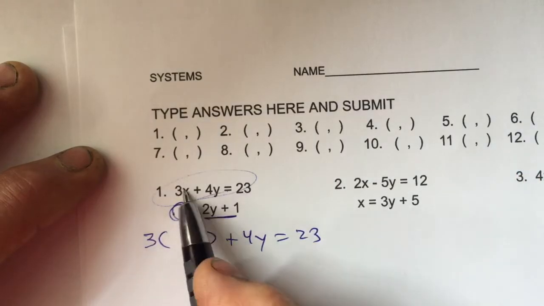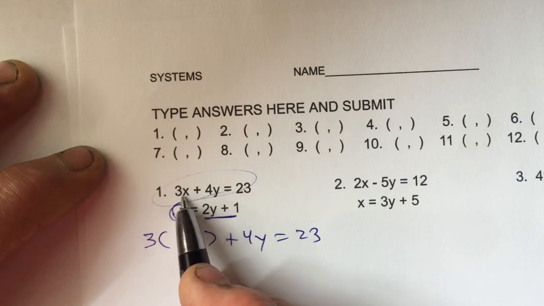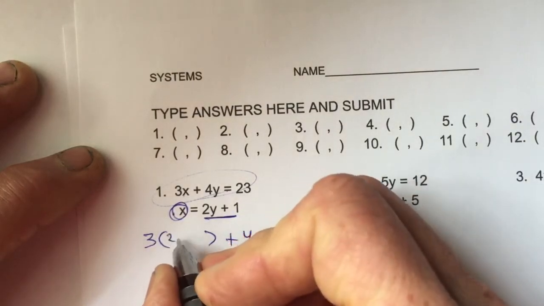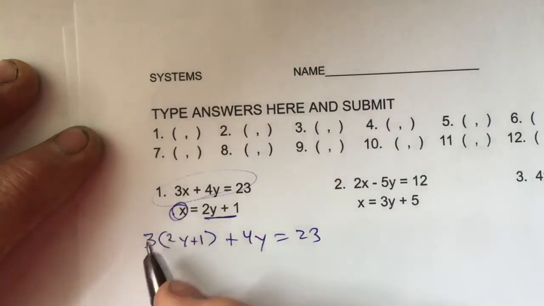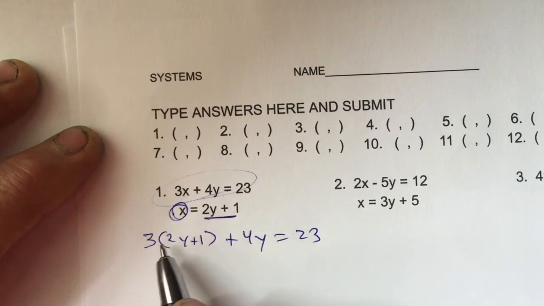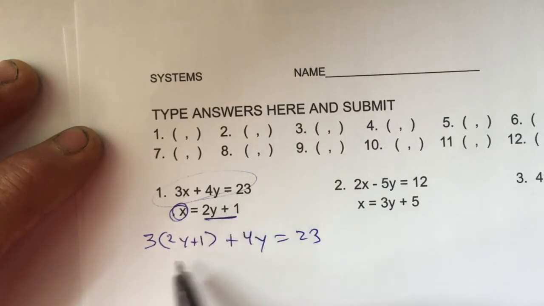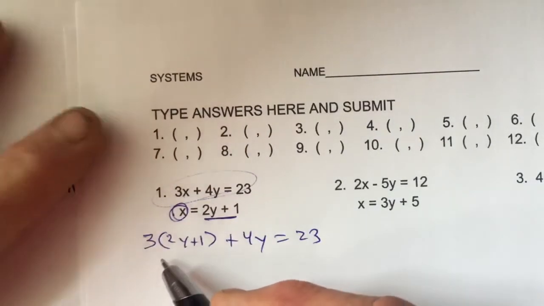Right there where x is, you see I put these blank parentheses? I'm taking x out of this equation, and I'm going to put 2y plus 1 in. So 2y plus 1, I'm putting that where x was. And now my equation has just one variable. See, I just got y, whereas in these other ones I had x and y. I do this substitution so I can have just one variable, and now I can solve for that one variable.